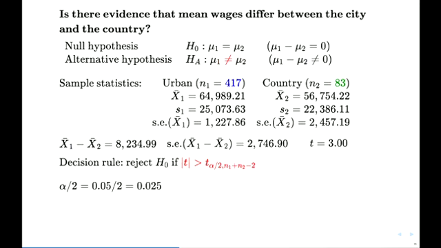So alpha is 0.05. We were told to use a 5% level of significance, so there it is. When that's halved, that's 0.025. And the degrees of freedom in this case is equal to 498. We just add those together and subtract 2.